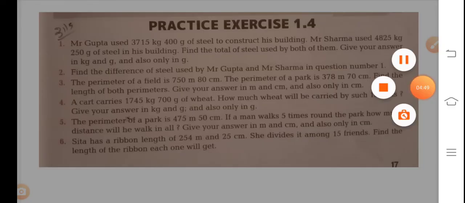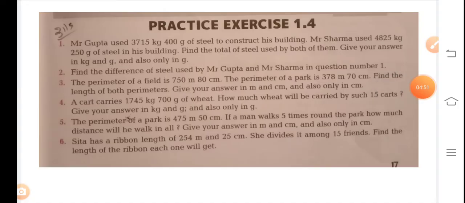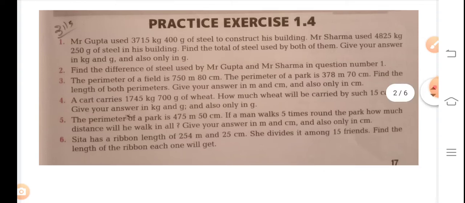Just like here, your first question says Mr. Gupta used 3715 kg 400 grams of steel for the construction of his building, and Mr. Sharma used 4825 kg and 250 grams of steel in his building. Find the total steel used in the buildings of both of them. It means firstly you add both numbers and give your answer in kg and grams, and also only in grams.